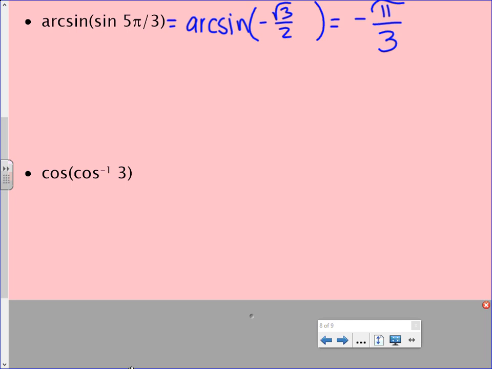Cosine of inverse cosine of 3. Some of you are going to be tempted. Ooh, cosine inverse cosine, those cancel and it equals 3. But you have to think about your answer. Can we have a cosine value that equals 3? Or even this, if you go one step at a time, can we take the inverse cosine of 3? No, it's not between negative 1 and 1. You could even try it in your calculator. There's a domain error. So we have to say that this is undefined.